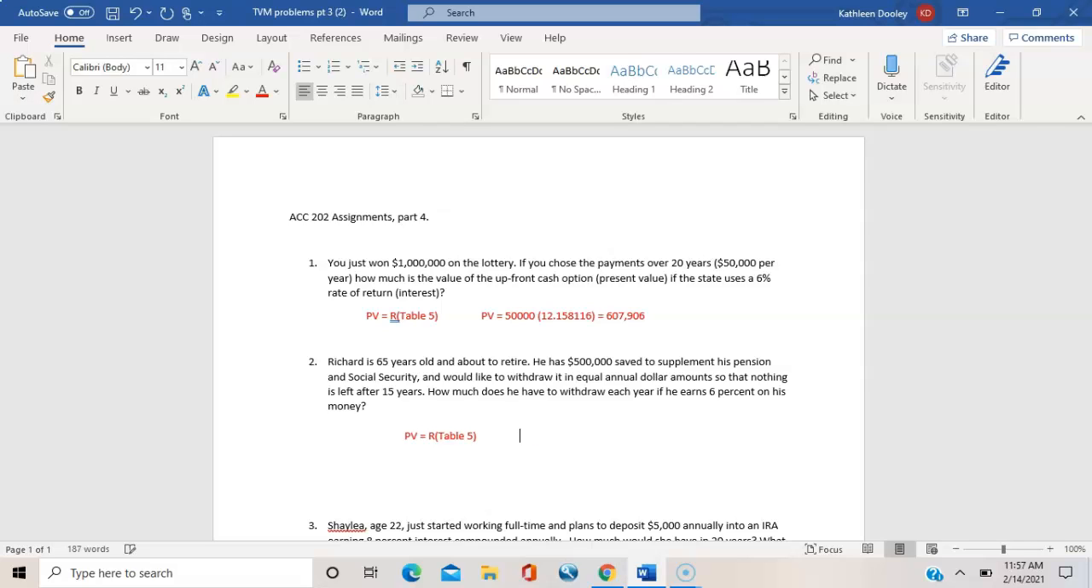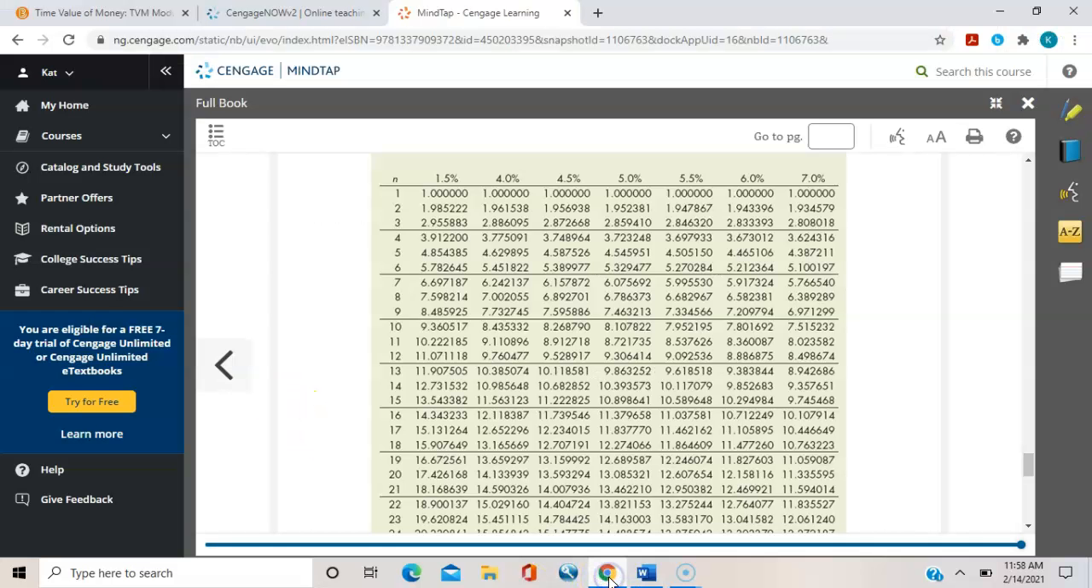Okay, in this case, we know our PV, our present value, is 500,000. What we want to know is our R. Our table 5, we need for 6% and 15 years. So we're already in table 5. We'll look at 6% and 15 years: 10.294984.